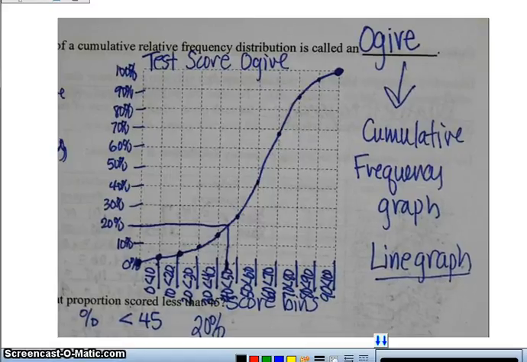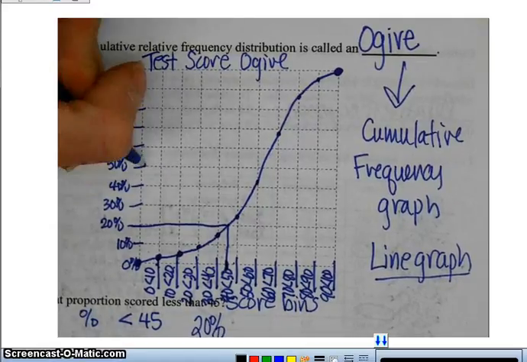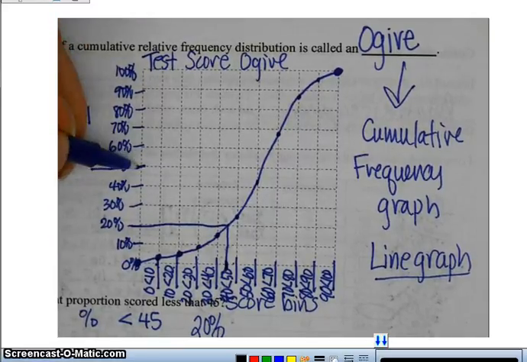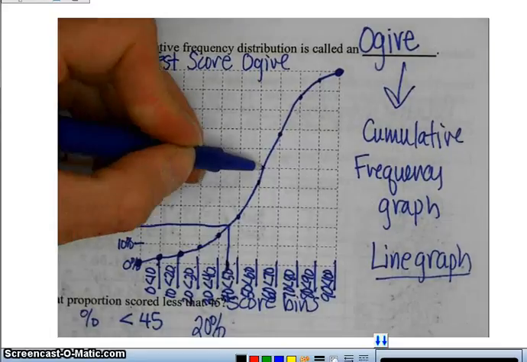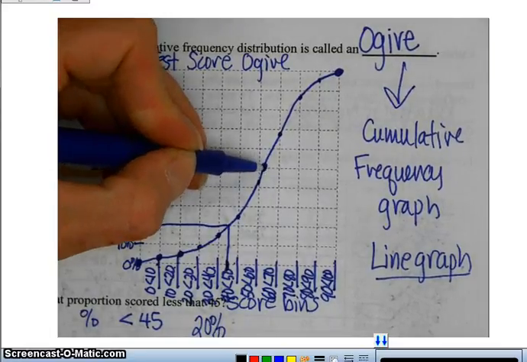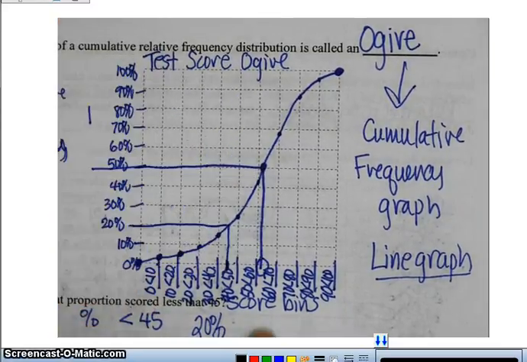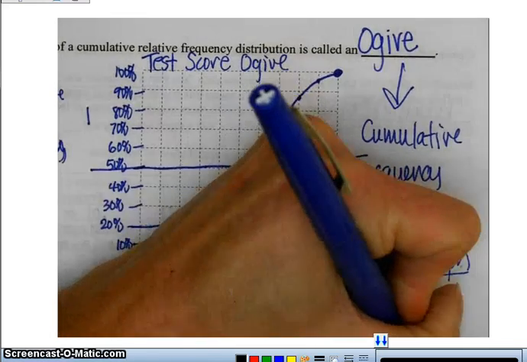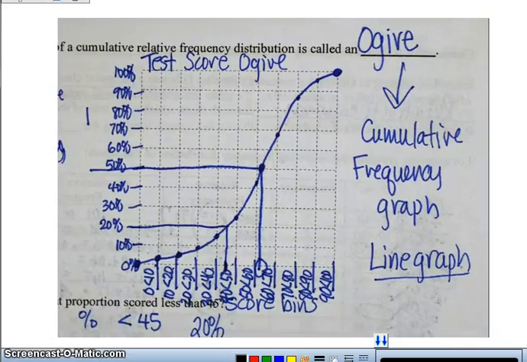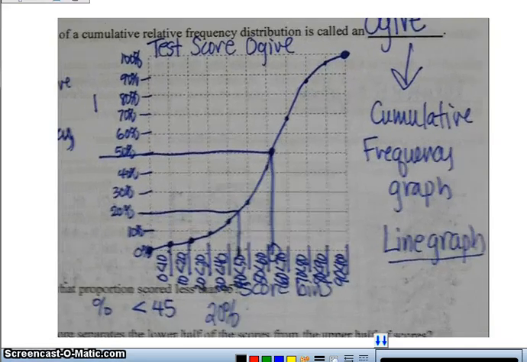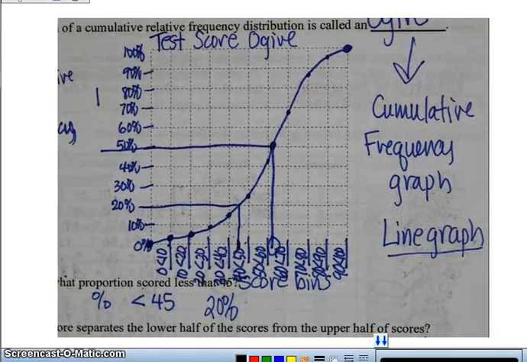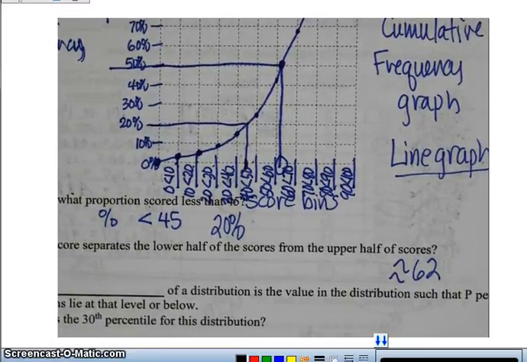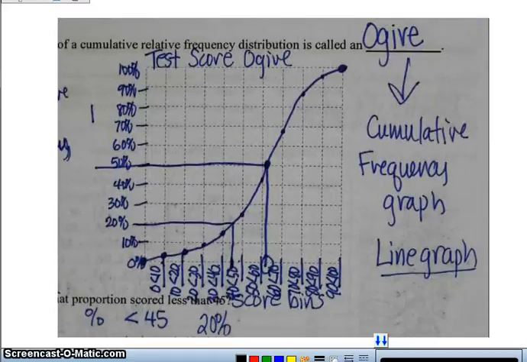What score separates the lower half of the scores from the upper half of the scores? Well, what percent separates the half? 50%. This is the upper half and the lower half of the scores. So let's find out what score it goes with. Let's go over to the Ogive, find where it intersects that, and go down, and that would be approximately between 60 and 70. I would say approximately a score of 62. So approximately a 62 test score would be the answer to the second question here. What score separates the lower half from the upper half? 62.